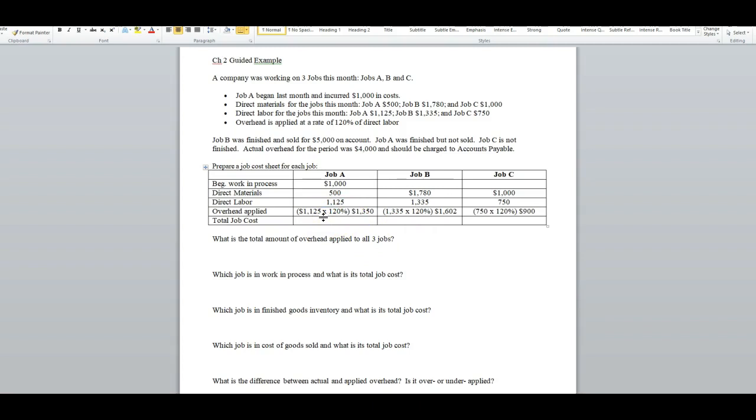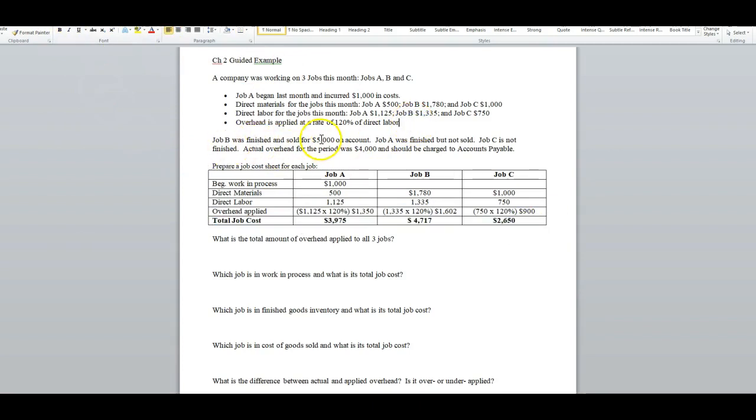For the total job cost, we're just going to add down. If we take all of the costs from job A, we're going to take the 1,000 plus the 500 plus the 1,125 and 1,350, we get 3,975. For job B, we just have direct materials, direct labor, and overhead, and that gives us a total of $4,707. And for job C, we also have direct materials, labor, and overhead, and we get $2,650. So these are going to be our total job costs right here.